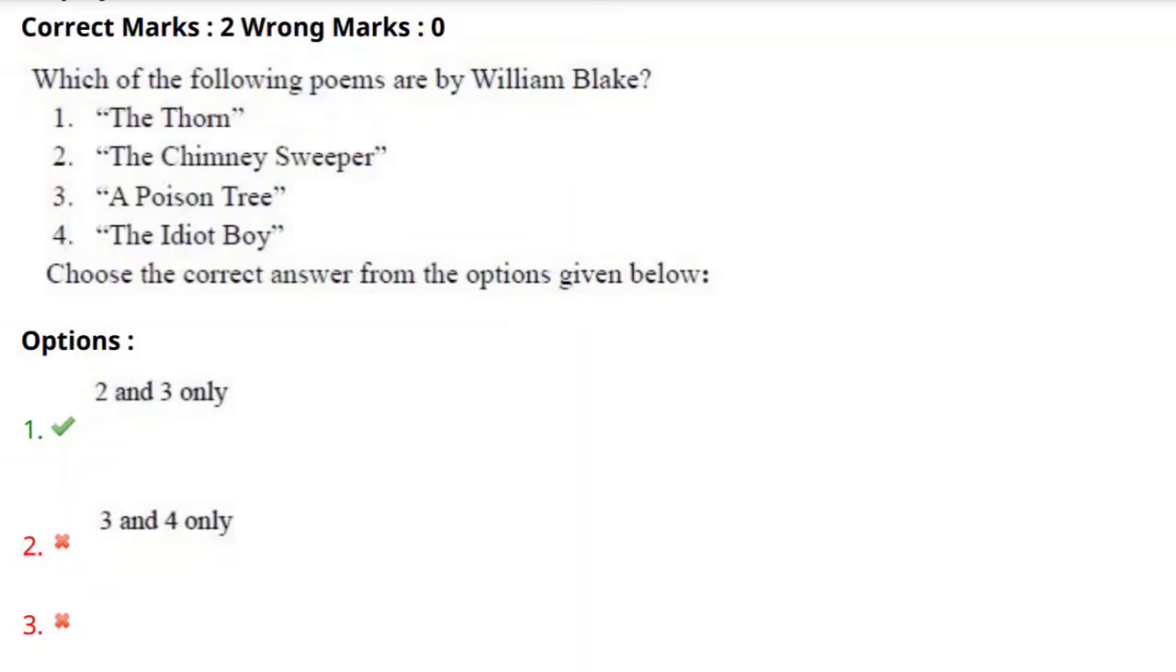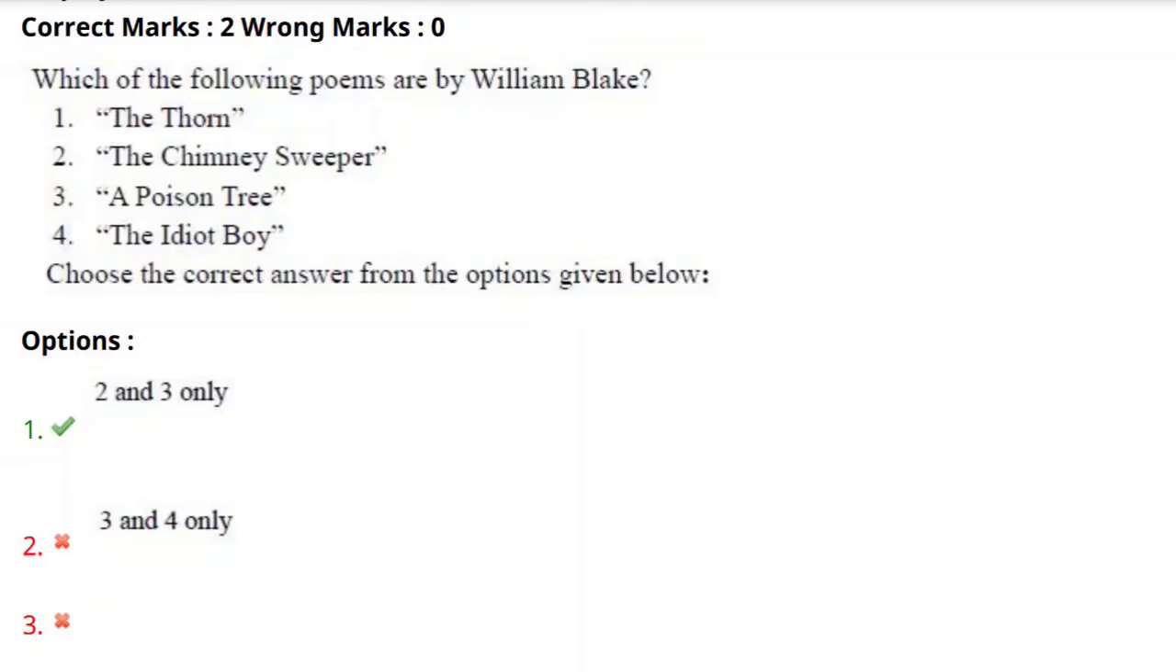Songs of Innocence and Songs of Experience are the poetry collections written by William Blake. The Chimney Sweeper you can see in the Songs of Innocence, and A Poison Tree appeared in Songs of Experience. These are the two collections. So the correct answer here is 2 and 3, which means the first option.